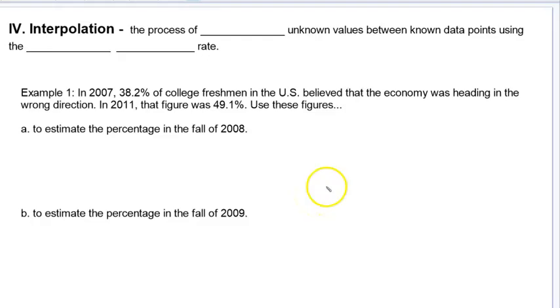Okay, a couple other math concepts to cover, and then we'll be done. We'll be ready to practice. Interpolation. The process of estimating unknown values between known values, data points, using what we just learned, the average growth rate.